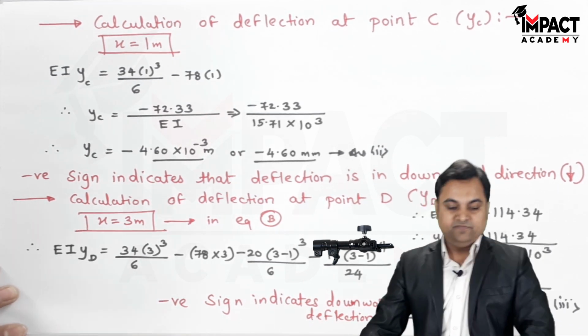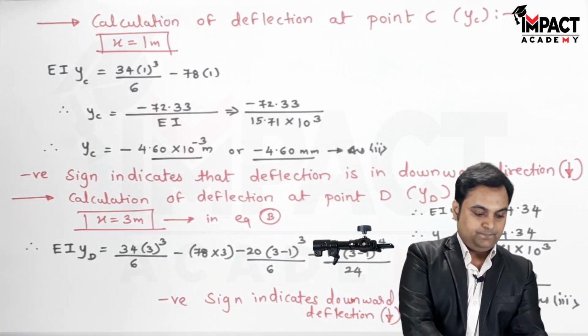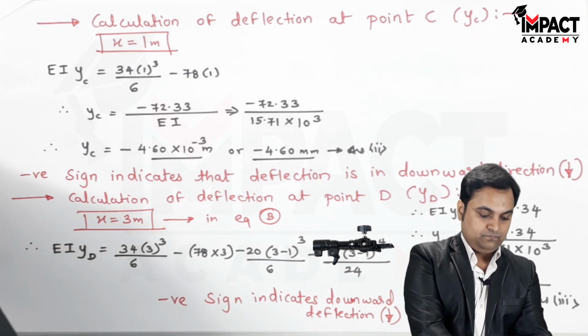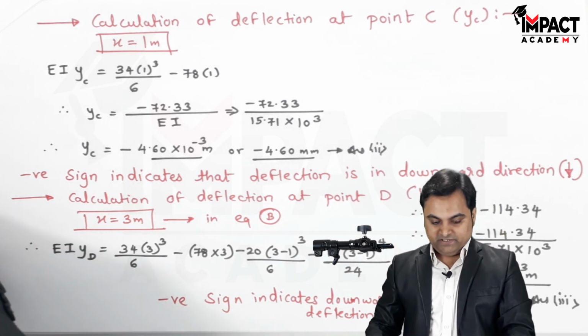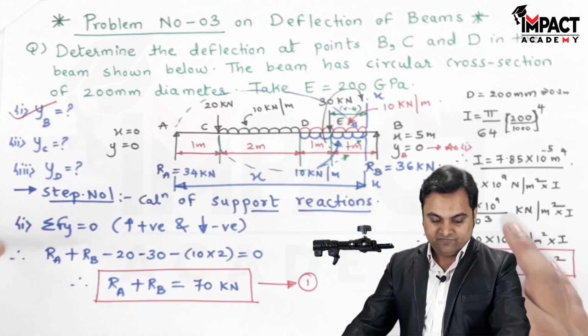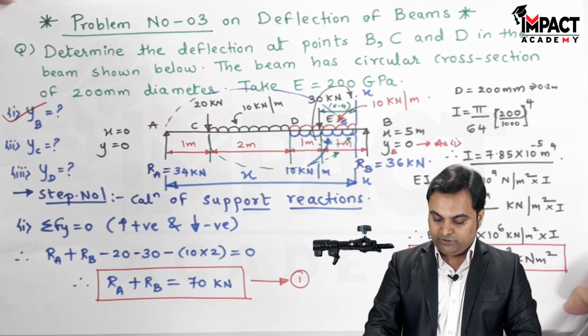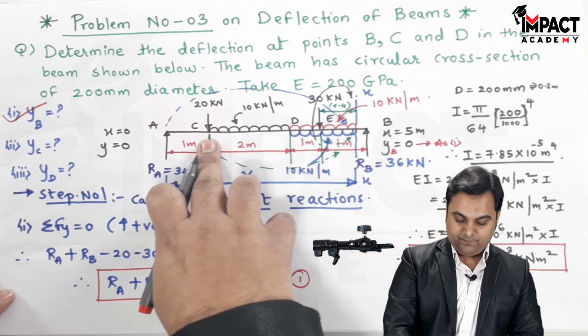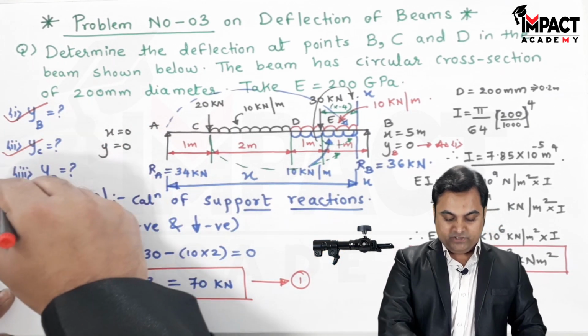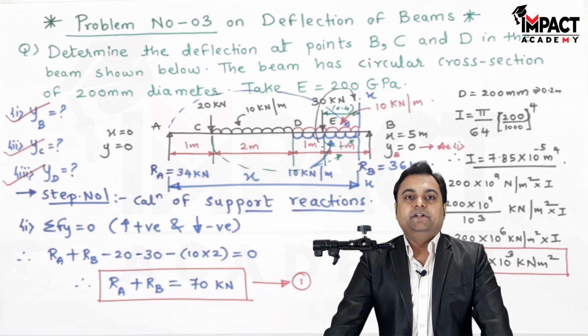So these are the final answers. That is, we had calculated the value of y suffix b, the deflection at point B, at point C and point D. And with this, the problem gets completed.